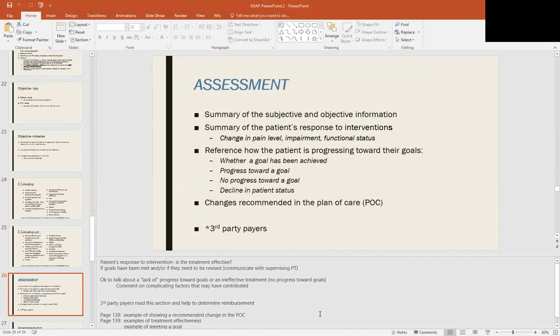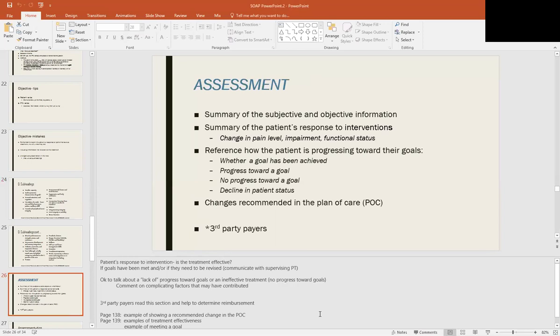Some things you can comment about are their change in pain level, their impairments, and more importantly, their functional status. You also want to reference how the patient is progressing towards their goals: if a goal has been achieved, how their progress is going, no progress towards the goal, or if there's been a decline in the patient's status. I want to go back to no progress towards the goal. If a patient is not making progress towards a goal, that's not necessarily a bad thing, especially if you have a good reason why, and you'd want to state it there.